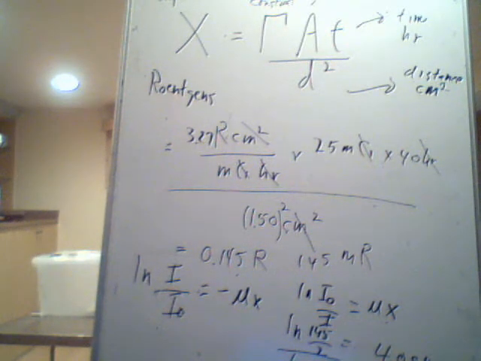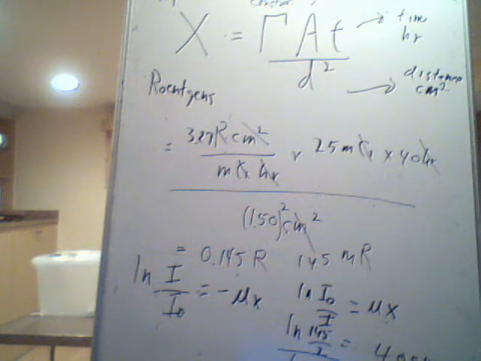If we wanted to calculate this in terms of half value layers or tenth value layers, we could do that very easily. A half value layer is the natural log of 2 divided by mu. That would be ln of 2 divided by 1.07 reciprocal centimeters, and that gives us a value of 0.65 centimeters. Similarly, the tenth value layer is the natural log of 10 divided by mu, which is ln of 10 divided by 1.07 reciprocal centimeters. That gives us 2.2 centimeters.